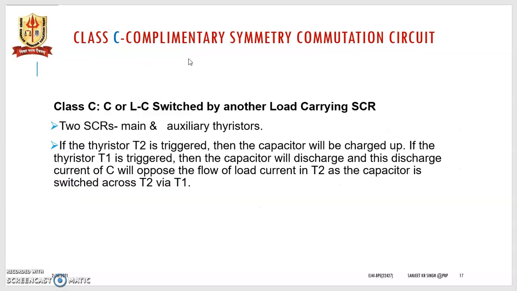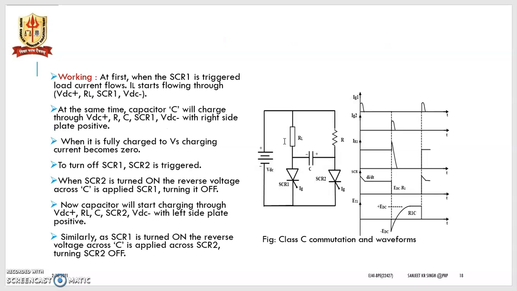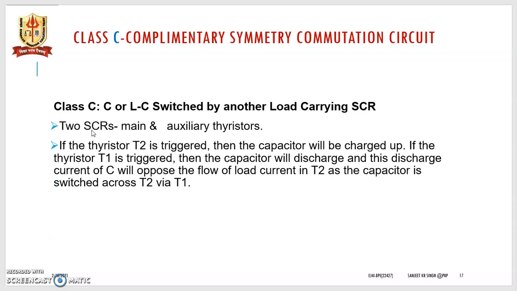Class C commutation method, that is complementary symmetric commutation circuit, makes use of a capacitor in between the two thyristors connected with their anode connected to the capacitor, and two resistors, out of which one is the load resistor and another a current limiting resistor. So two SCRs in series, one is the main thyristor, main SCR, and the second one which is used to turn off the main thyristor is the auxiliary thyristor.